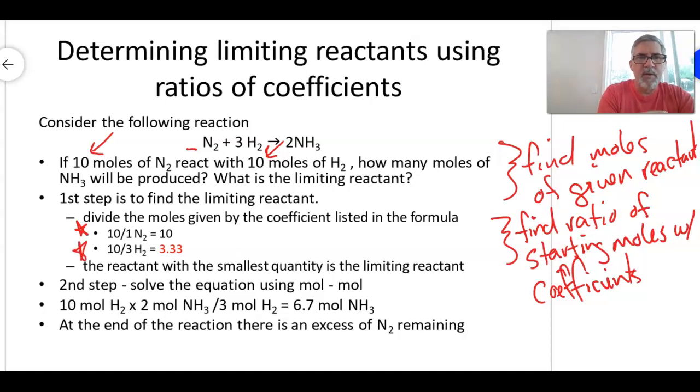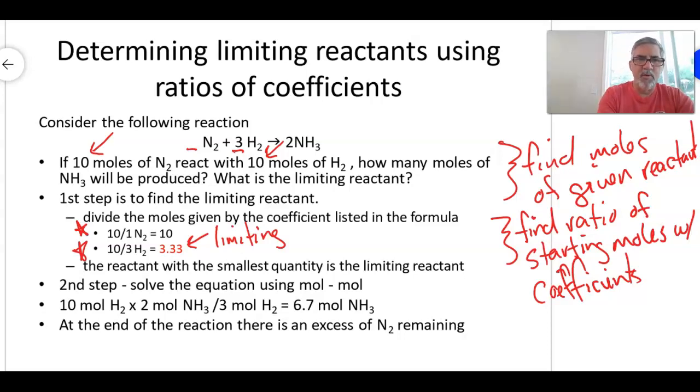For hydrogen, I'm given 10 moles in the problem, and I need 3 moles in the equation. So I get 3.33. Since 3.33 is a smaller ratio than 10, hydrogen is limiting. And then I can simply solve it from there.